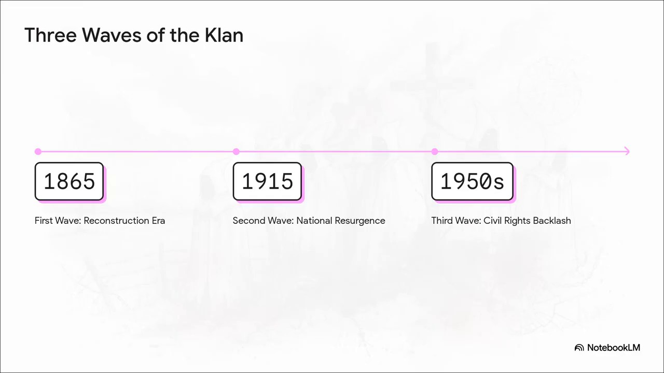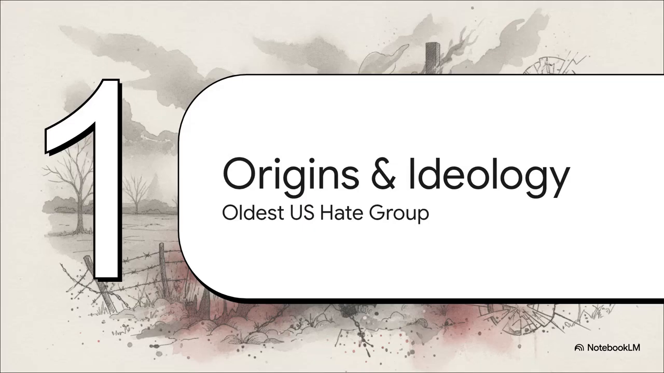You know, the biggest misconception about the Klan is that it's been one long, unbroken chain since the beginning. It really hasn't. The group actually died out and resurrected across three very specific eras: 1865, 1915, and the 1950s. They constantly morphed their specific brand of hate to prey on whatever cultural anxieties were gripping the country at that particular time. Section 1. Origins and Ideology.